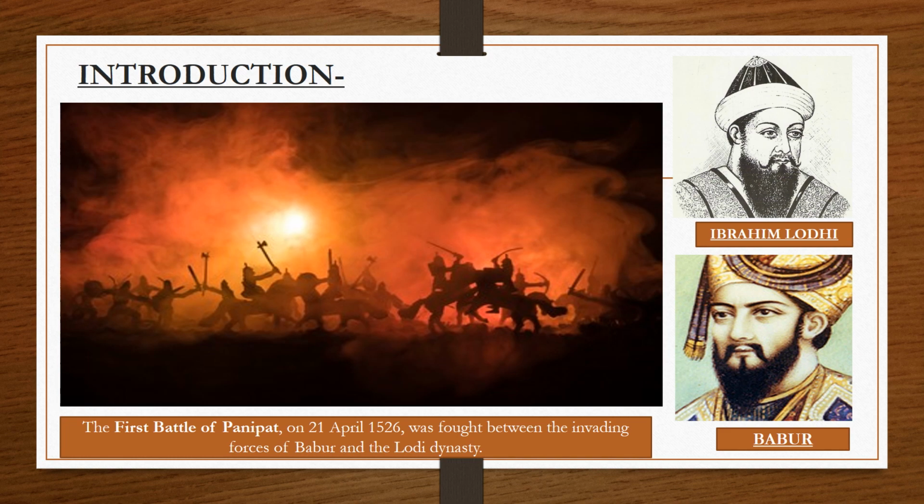Before the Mughal Empire started ruling India, there was already an empire ruling India named the Delhi Sultanate. There were five dynasties which ruled India during the Delhi Sultanate: the Slave dynasty, the Khilji dynasty, the Tughlaq dynasty, the Sayyid dynasty, and the last was the Lodi dynasty. Ibrahim Lodi was the last ruler of the Delhi Sultanate, and he was defeated by Babur in the Great Battle of Panipat, which happened on 21st April 1526.